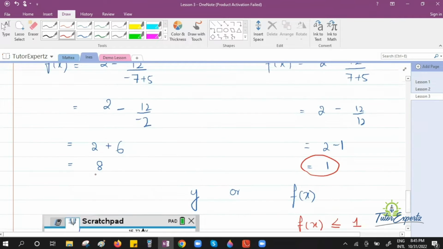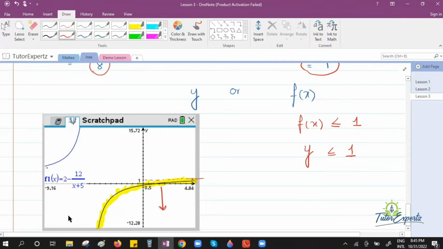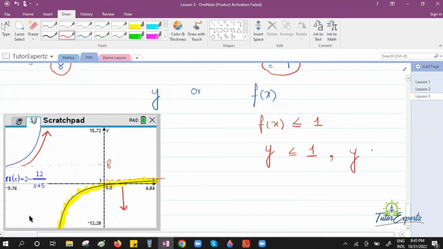Let's now talk about the second option, which was 8. So we have a value 8 over here. And notice that our graph has all values above it. Above. So my next inequality should be y greater than equal to 8. That will be my range.